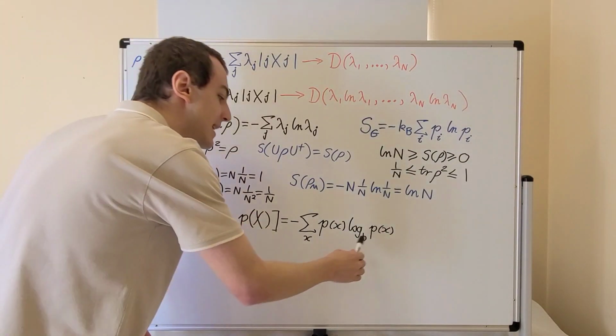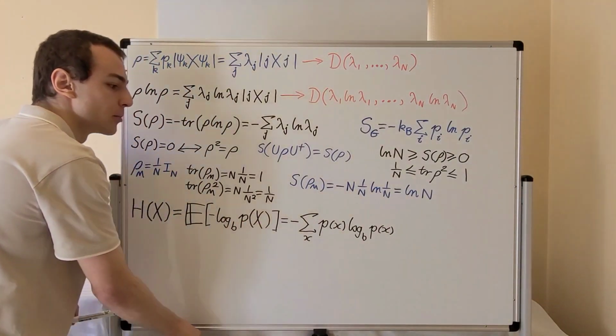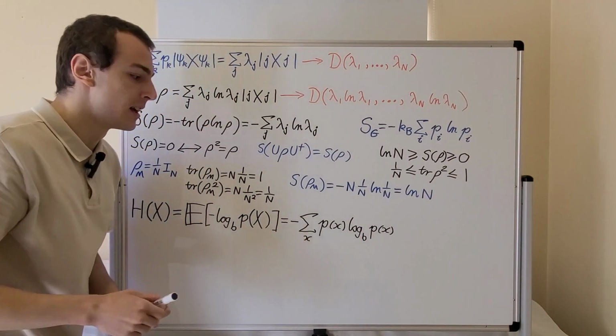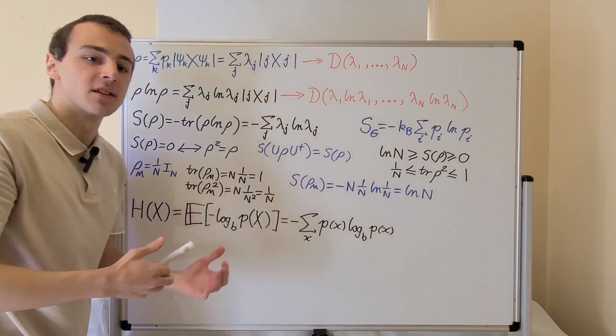So what can this b be? What are the allowed values for b? We can choose whatever base for this logarithm is convenient. It's the same as just changing the units of the entropy.